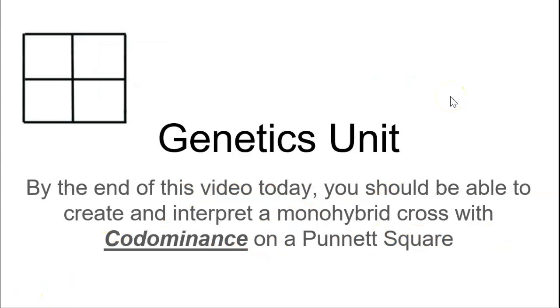By the end of the video segment today, you should be able to create and interpret a monohybrid cross with codominance on a Punnett square. Don't forget that a monohybrid cross is whenever we look at just one trait at a time. For example, height or color, that sort of thing.